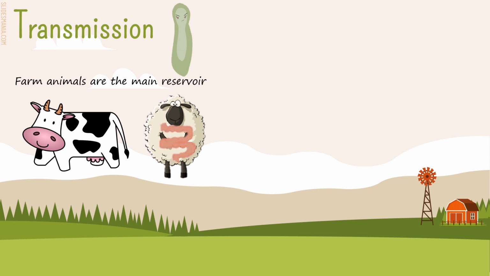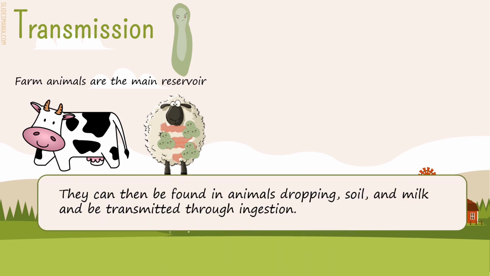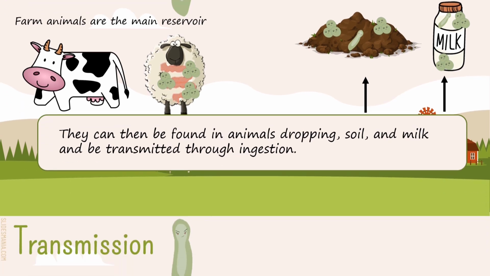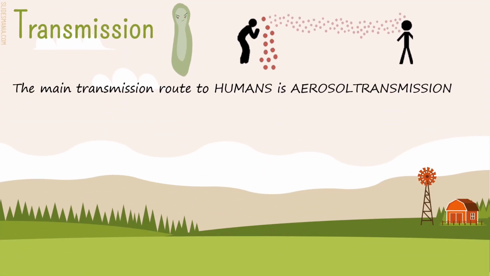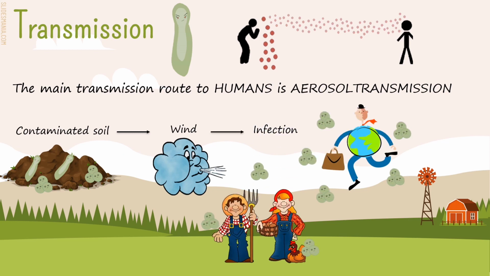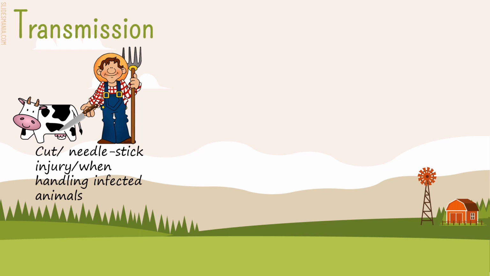The bacteria form a very strong spore-like structure that can survive in animal digestive tracts, as well as withstand high temperatures. They can be found in animal droppings, soil, and milk, and be transmitted through ingestion. However, the main transmission route to humans is actually aerosol transmission, where contaminated soil is transferred by wind and results in infection. So unfortunately, even if you don't live on a farm, you are still at risk.